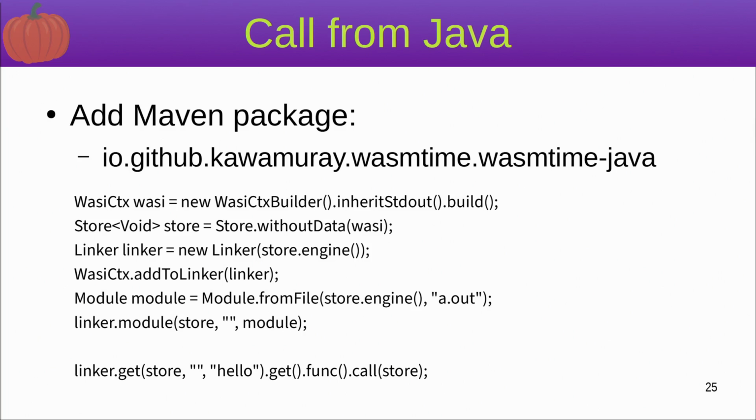So if we then want to call that from Java, here you can, this is sort of a Maven package import that has some hobbyist bindings to Wasmtime. And then here's just some code to run it. So basically it starts up the WASI library. It starts up your WebAssembly. It loads the WebAssembly code from a.out. It links everything together. And then you get your hello function and you run it. So yeah, the details aren't that interesting, but this is the general idea.